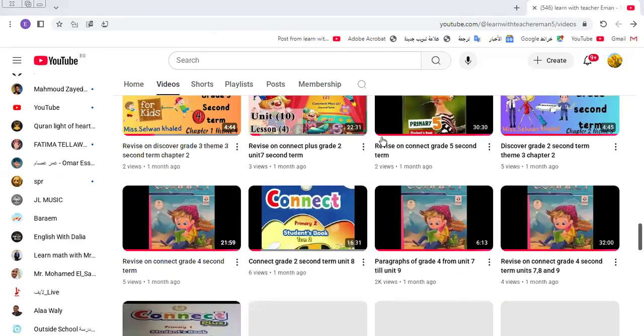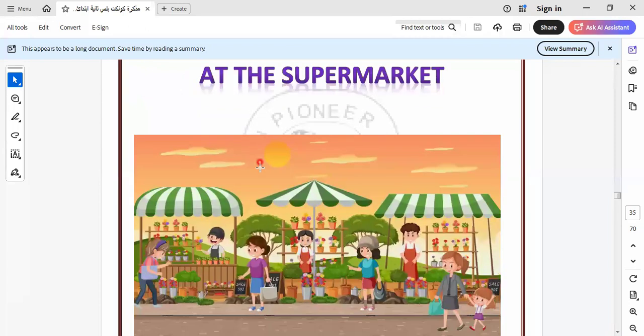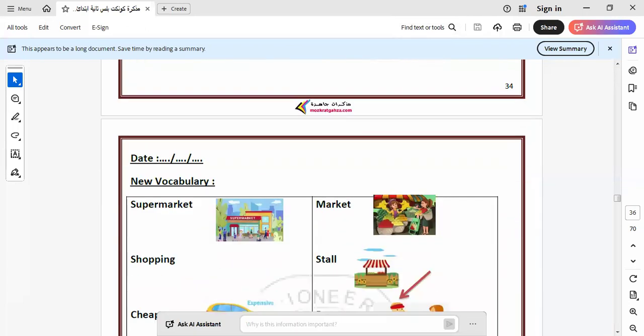Let's go to our revise today. Today, it will be the revise on Unit 10. Let's go to this unit and know what about this unit. At the supermarket. Here we have some vocab.